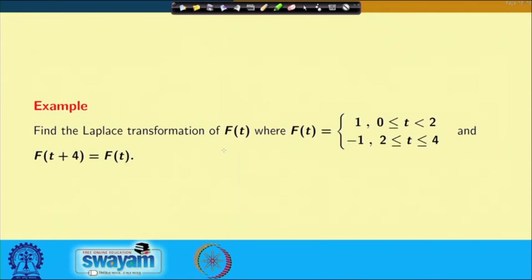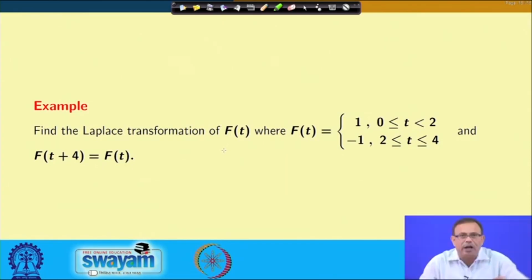We want to find out the Laplace transform of the function where f t is given as 1 when t lies between 0 to 2 and minus 1 when t lies between 2 to 4, and f of t plus 4 equals f t. Please note this one, f of t plus 4 equals f t, that is the function is a periodic function with period 4.